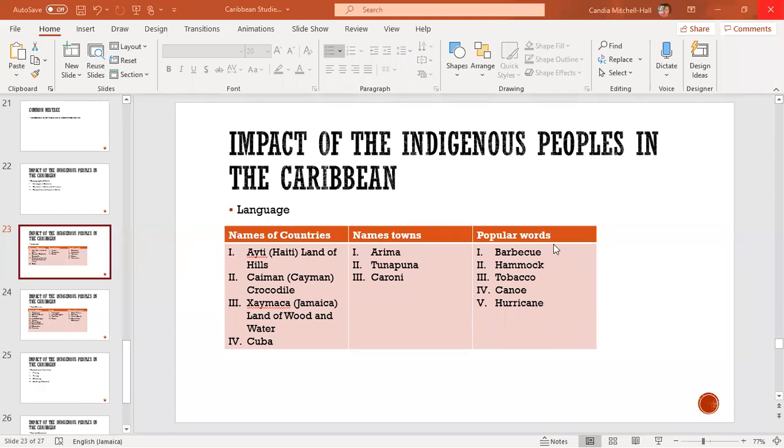Popular words, indigenous words that we use today. Most of you might not even know that these words are indigenous. They were used by the indigenous people. Barbecue, hammock, tobacco, canoe, hurricane, all of these are indigenous words. And so our language today is still very much influenced by the indigenous people. Names of country, names of towns, popular words that we use.